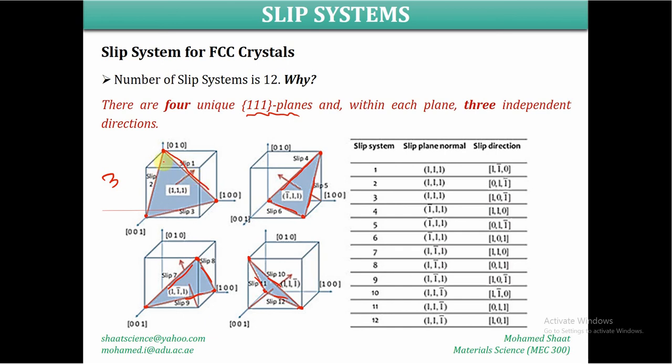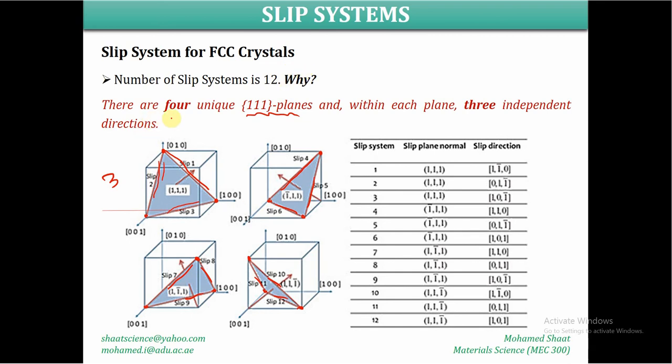And slip system number 2 is going to be the same plane but with this direction. Slip system number 3 is the same plane but with the third direction. So this gives 3 slip systems. The same thing, this one is going to give another 3 slip systems, and this another 3, and another 3. So if you count 4 times 3, this gives 12 slip systems, and that's why the number of slip systems in the FCC crystal structure is 12.